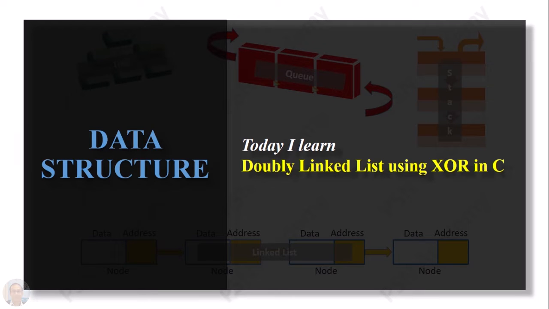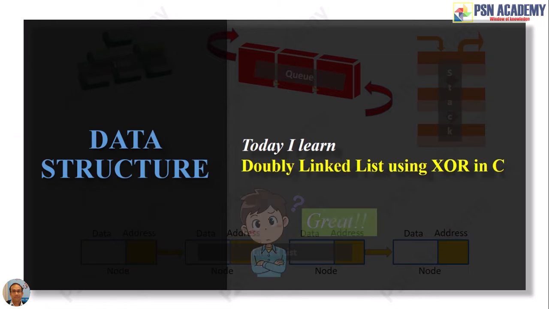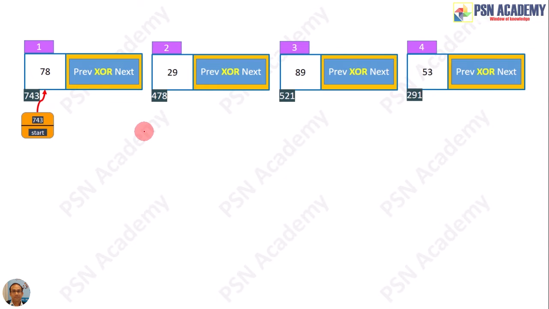Welcome back. In this video, I will explain the coding in C for implementing a doubly linked list using XOR. In the previous video, I explained that this yellow region will carry the XORed value of the previous address and the next address. So, the previous address will be 0 and the next address will be 478, and these two will be XORed in binary form and stored here in this node.